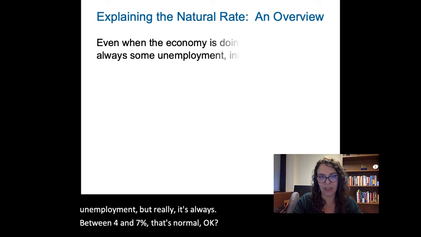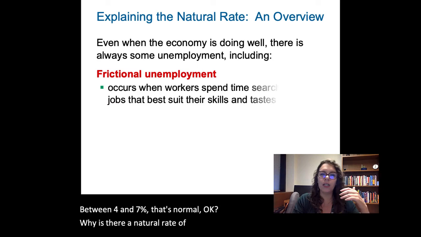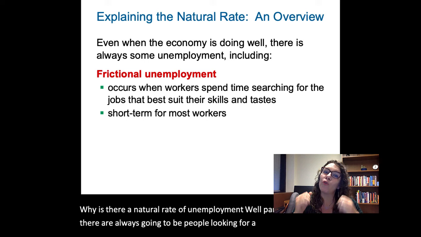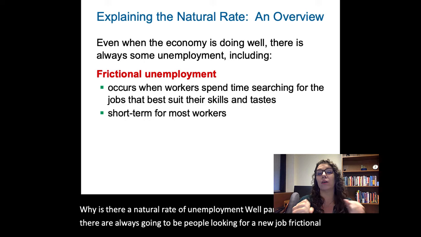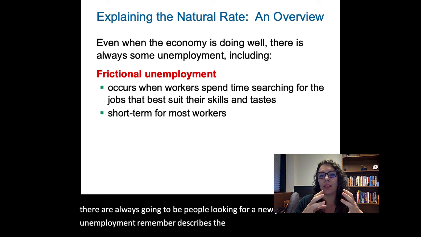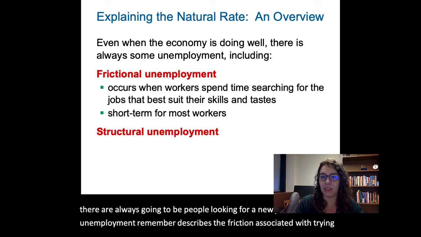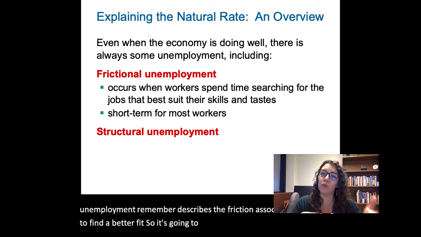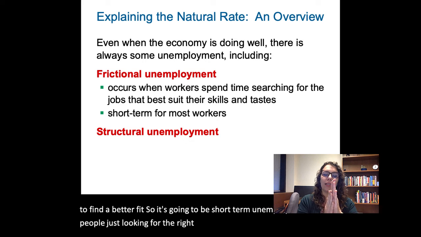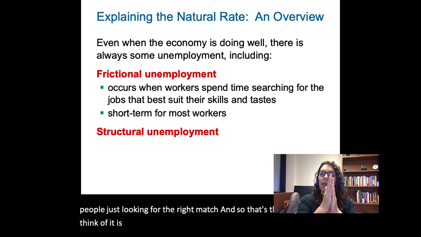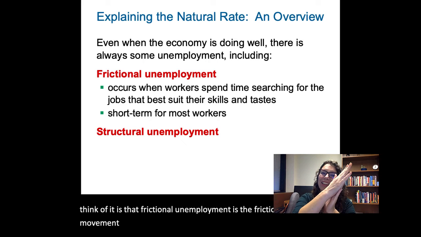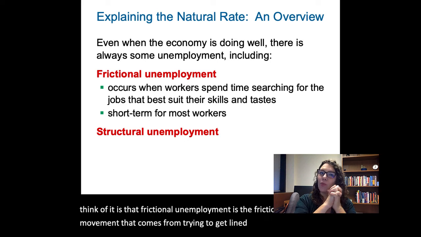Why is there a natural rate of unemployment? Well, part of it is because there are always going to be people looking for a new job. Frictional unemployment, remember, describes the friction associated with trying to find a better fit. So it's going to be short-term unemployment, and it's people just looking for the right match. And so that's the way I like to think of it, is that frictional unemployment is the friction or the movement that comes from trying to get lined up just right with a good fit.